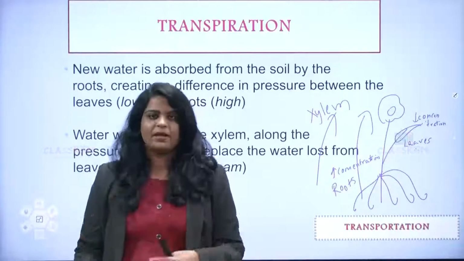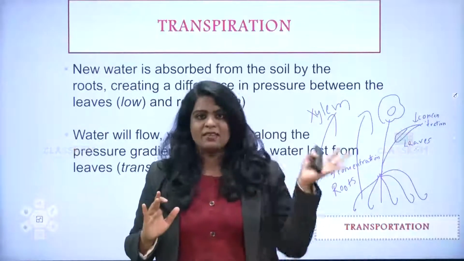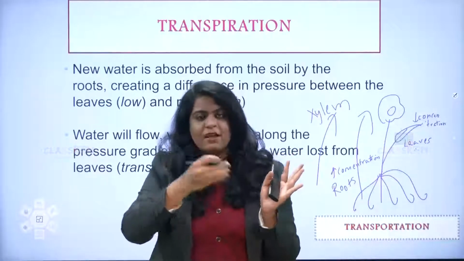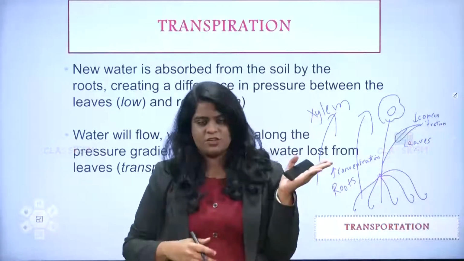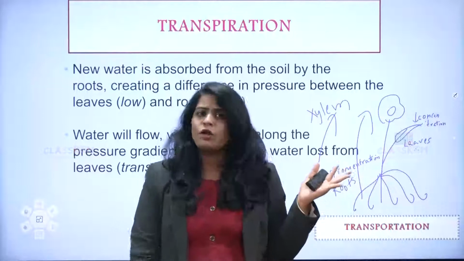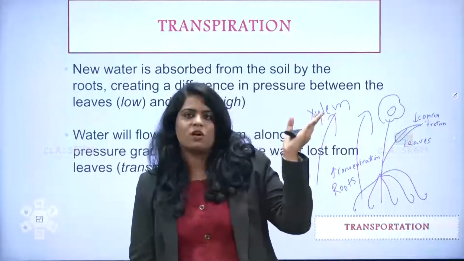Let me repeat all of it again. What is happening? Because of the light energy falling on the leaves, the water is getting evaporated. So there is not much water, and this leaf has lower concentration. But in the soil, we water the plants, right? So there is a lot of water in the roots. So it is at a higher concentration, and this is at a lower concentration.